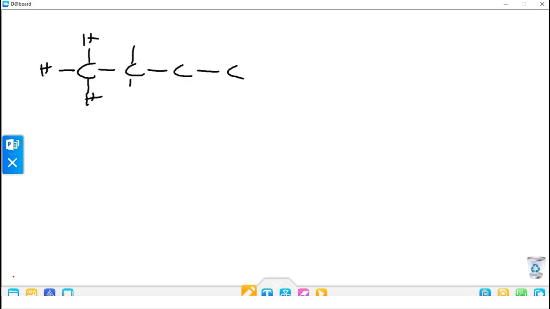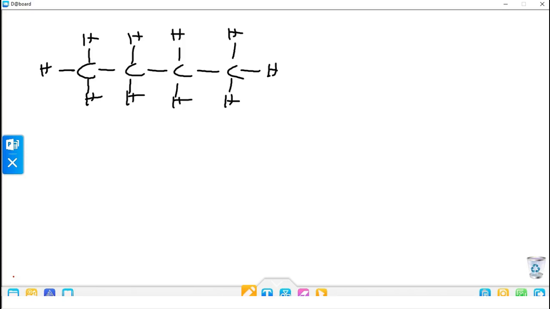As the structure for butane, hydrogen, hydrogen, hydrogen, hydrogen, hydrogen, hydrogen, hydrogen. Now, the rule says that we must take away the first or the last CH3, depending on where you are counting from.